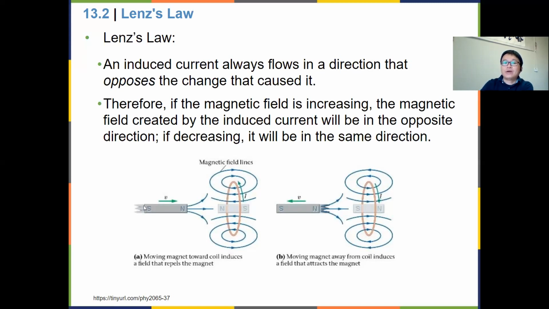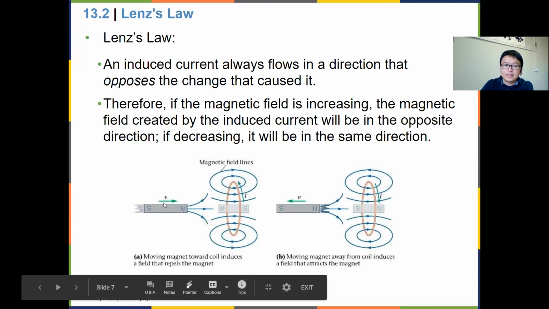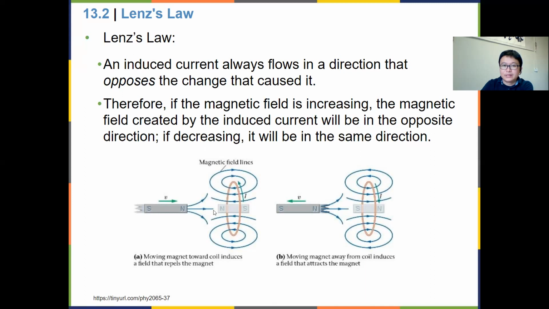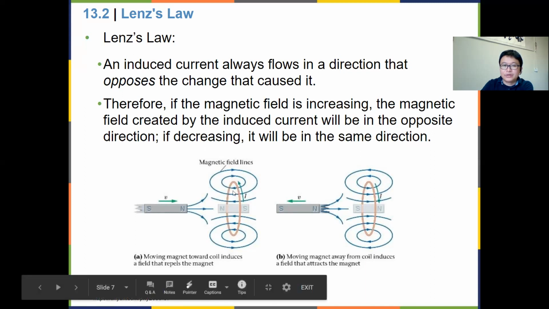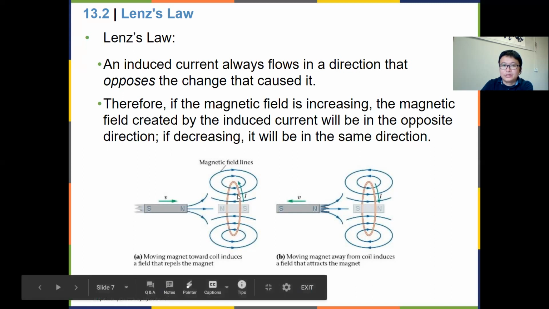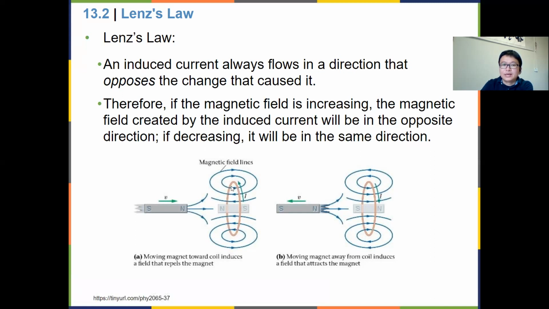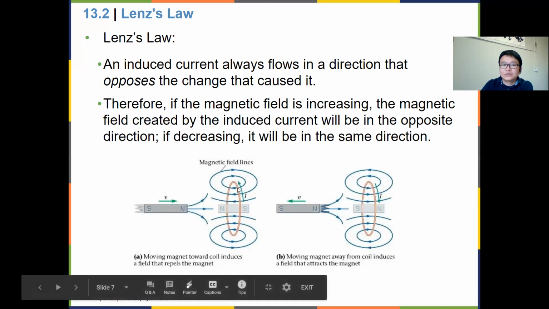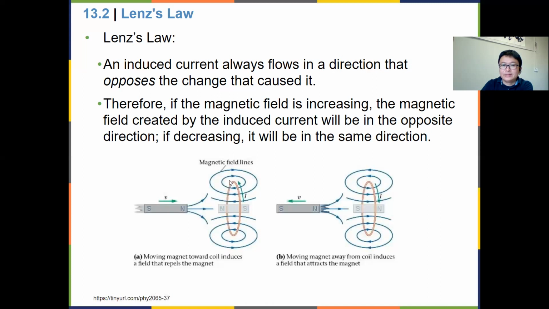For example, if you have a bar magnet and you approach this coil, then because you are moving toward it, the magnetic flux through the coil will be increasing, so the magnetic strength will be increasing. Then it will induce a current inside the coil. Because you have current in the coil, it will have an induced magnetic field due to the induced current.